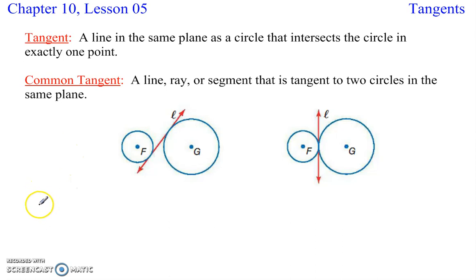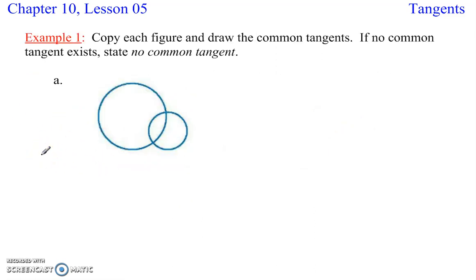A common tangent is between two circles. It's a tangent that two circles have in common. And remember, these are all in the same plane. Okay, so here we have a problem. It says, copy the figure, draw the common tangents. If none exist, then say no common tangent. Okay, between these two circles, we have a common tangent here and a common tangent there. So two common tangents.